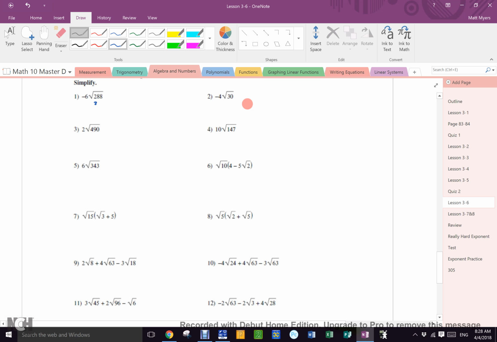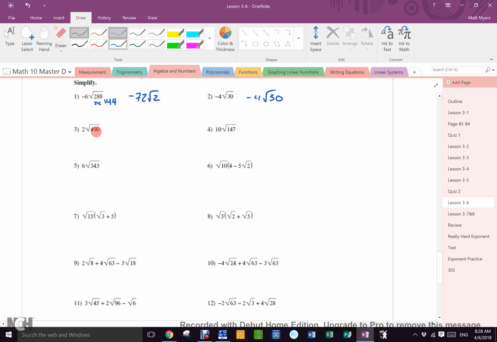That is, of course, 2 times 144. 144 has a square root. It's 12, so that's negative 72 root 2. 30 doesn't get any simpler, so that is the same.